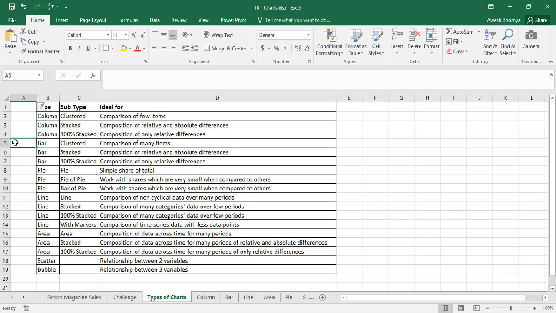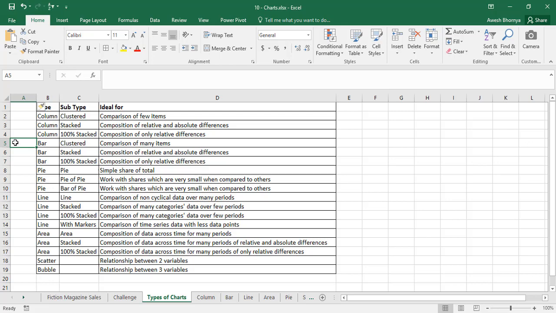Next, we are going to be looking at four different types of line charts. One is a plain line chart. Then we are going to be looking at line charts with markers. Then we will look at stacked line charts. We will look at 100% stacked line charts. Now, a plain line chart would be ideal when you are comparing non-cyclical data over many periods. A stacked line chart is used to compare many categories of data over fewer periods. Similarly, the same applies for 100% stacked line charts. And line with markers are for comparison of time series data where you have fewer data points.